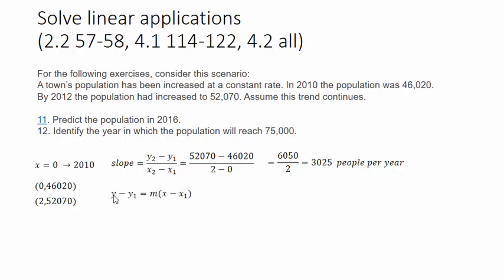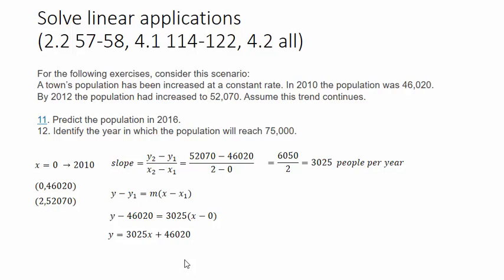I went ahead and showed here I could still use either of the 2 points with the point slope formula if I wanted to and plug in. We know the slope is 3,025, and then I plugged in 0 for x, 46,020 for the y value. You solve that, it simplifies pretty easily. You get 3,025x and then plus 0, and then you add over and get your b value is the value at 0, 46,020. In context, the y-intercept is always the value when x equals 0, so in this case it gives us the population in 2010, which we were actually given in the problem. So we have our equation, we have our formula there. We can find the answers to questions 11 and 12 now.